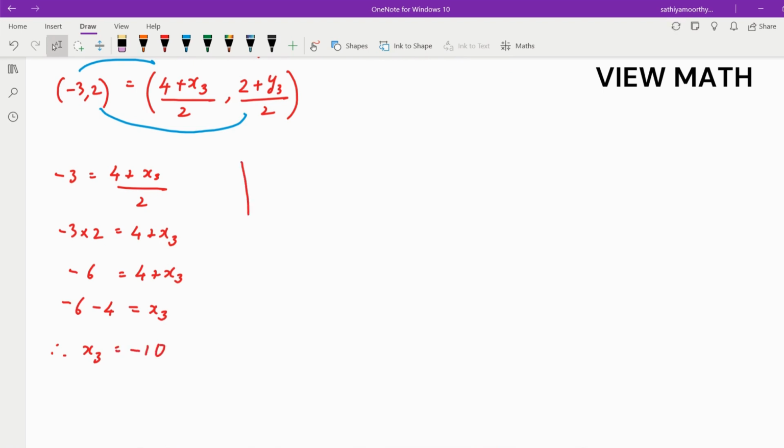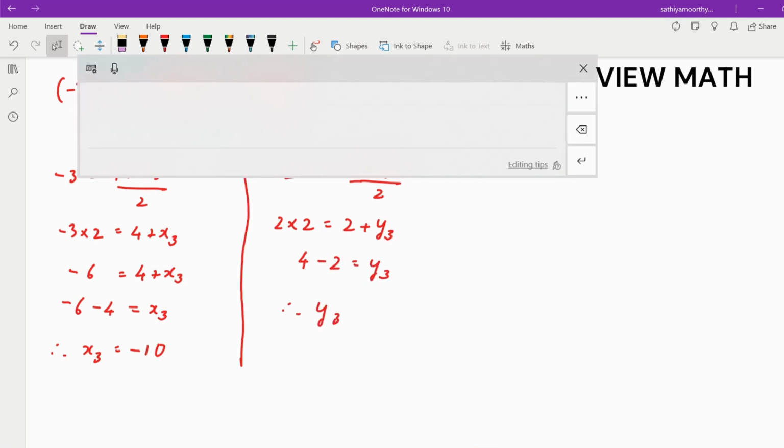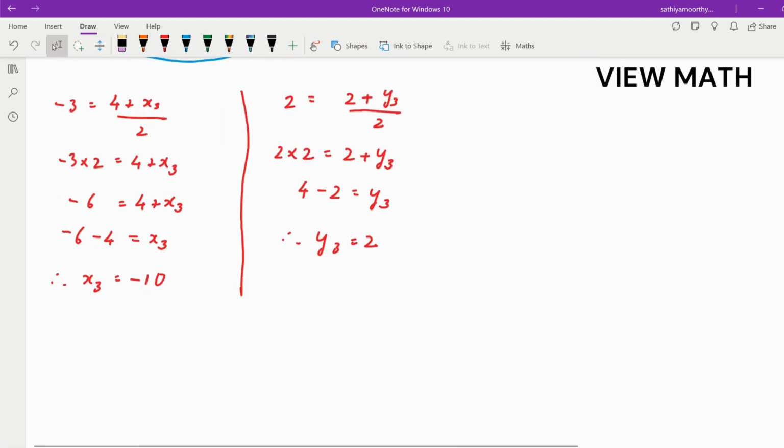Now let me equate the y coordinate. 2 is equal to (2 plus y3) by 2. Now I'm going to bring the 2 to the other side. It becomes 2 into 2 is equal to 2 plus y3. 2 into 2 is 4. Now I'm bringing this 2 to the other side. It becomes negative 2 is equal to y3. Therefore y3 is equal to minus 2.